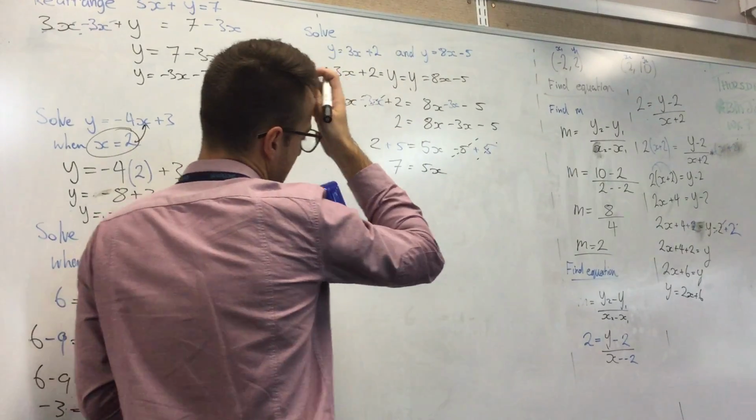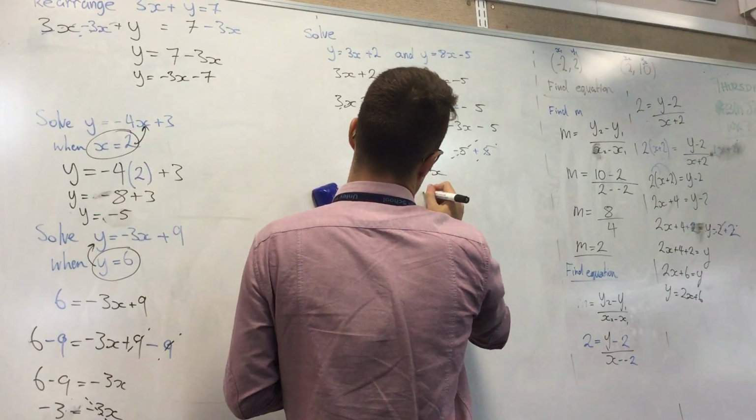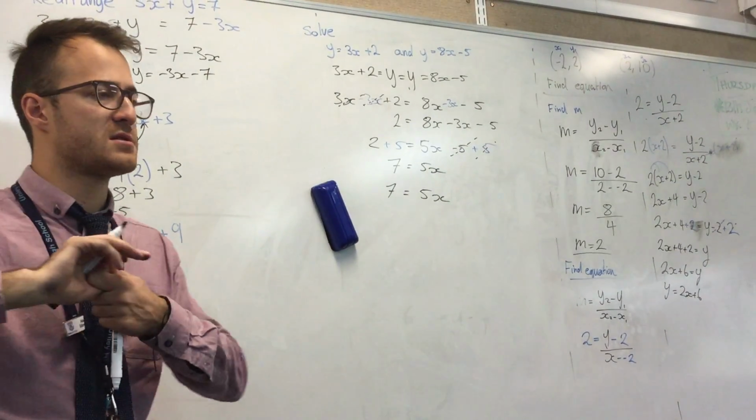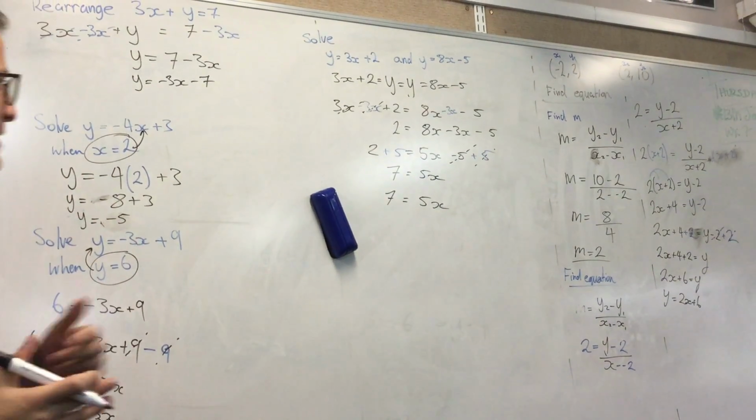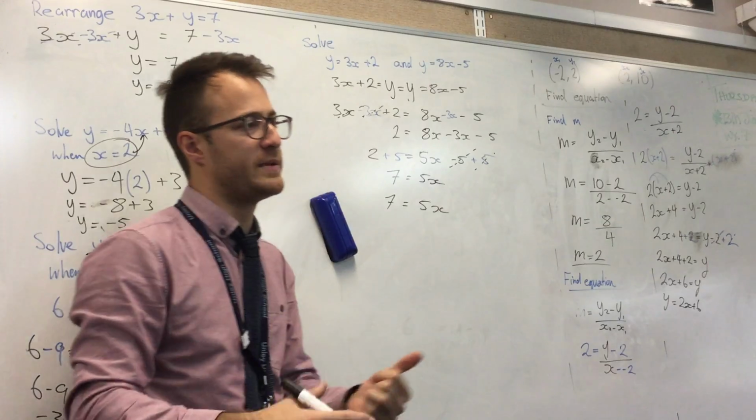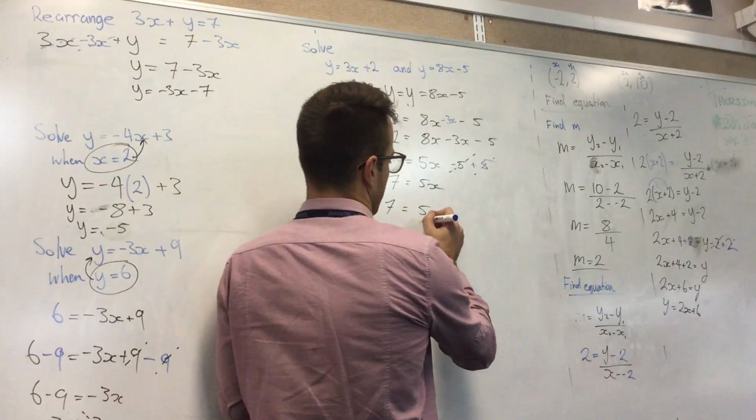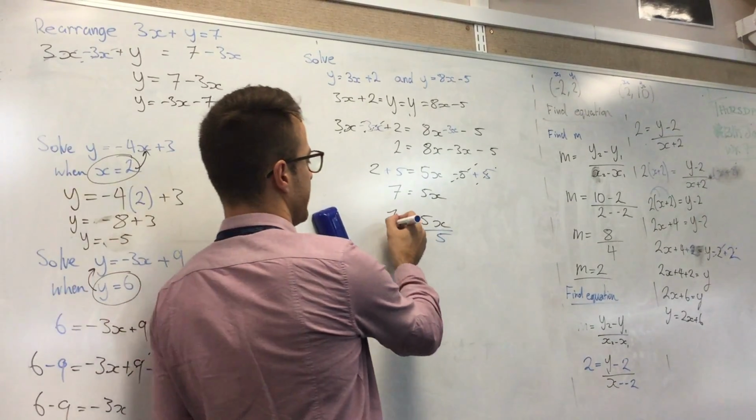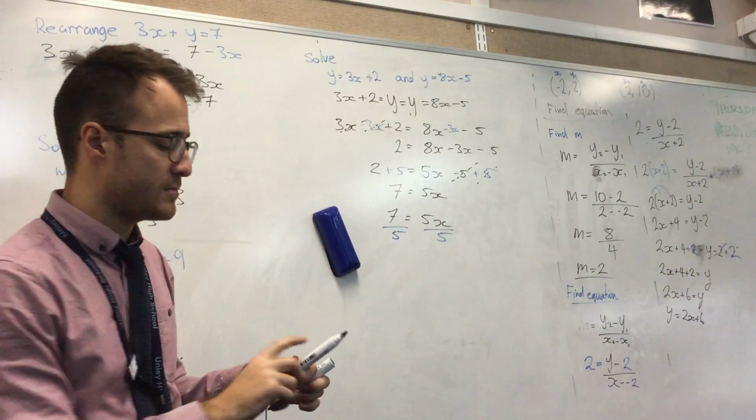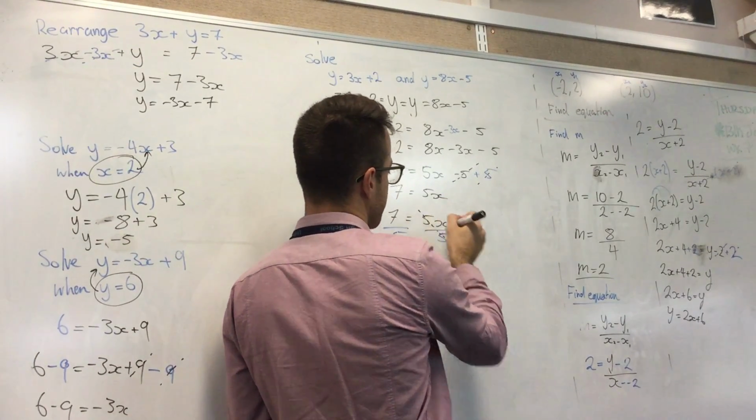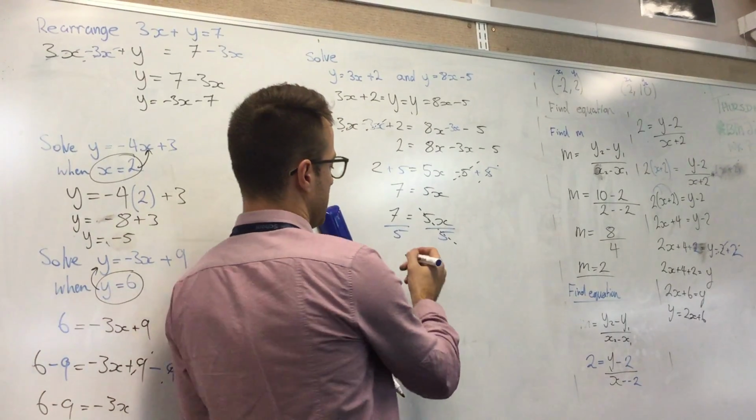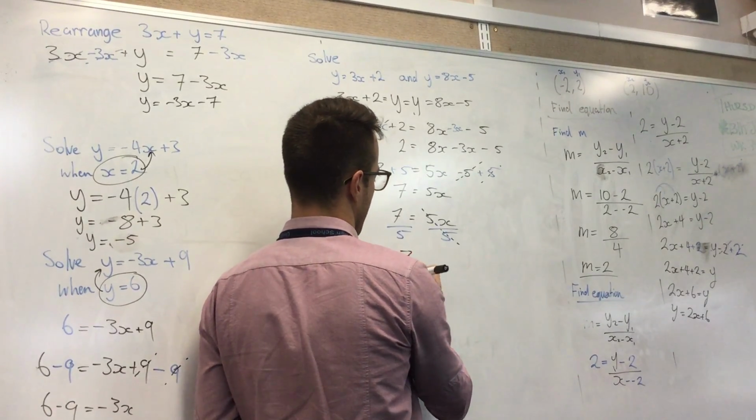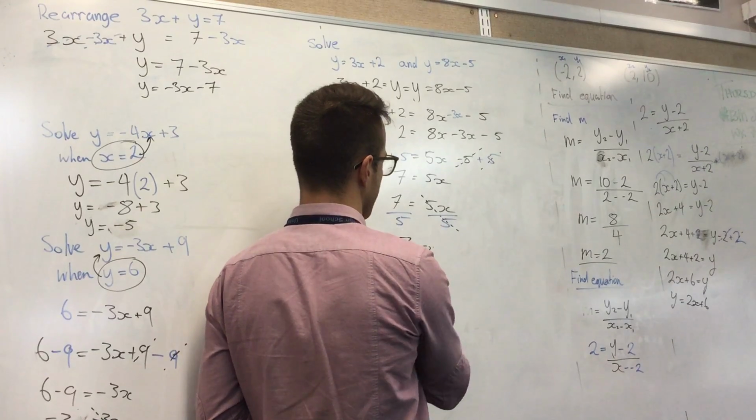Alright. Now, we've got 7 equals 5 times x, and we just want to get it to 7 equals x. So what should I do next? Divide. Sick, because we've got 5 times x, and the opposite would be dividing it by 5. And as per usual, do it to the other side. Cool. These cancel out. These cancel out. And therefore x equals 7 over 5. Oh, holy dooly.